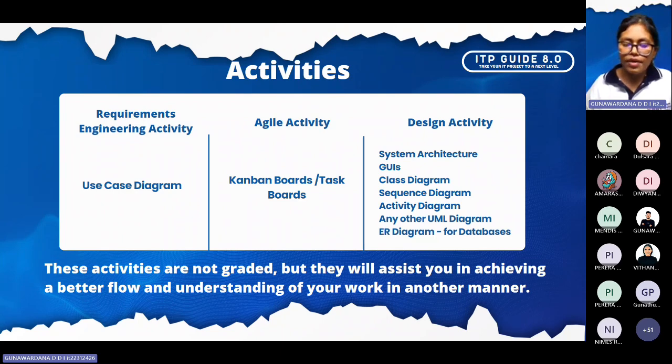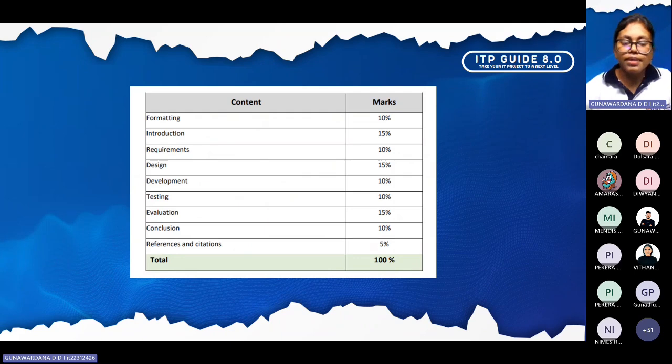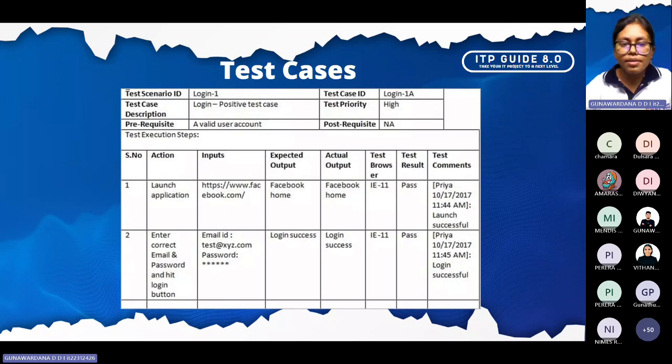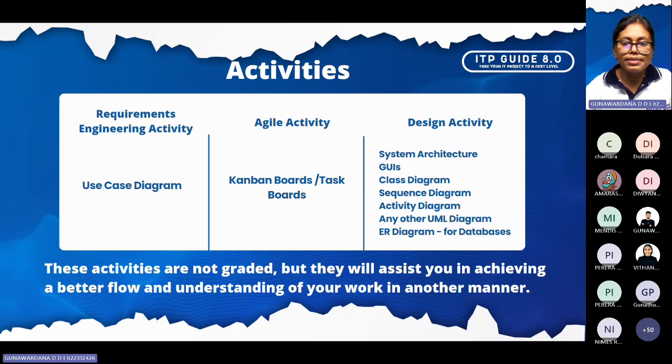If you can remember, in the final report you had a separate section called requirements and design as well. So here, you have separate activities for the requirements and design as well. You have to do these activities before the final report. That means if you have completed all these activities and submitted them earlier, when you come to the final report, it is very easy for you because you have already done your requirement gathering and the design activities.